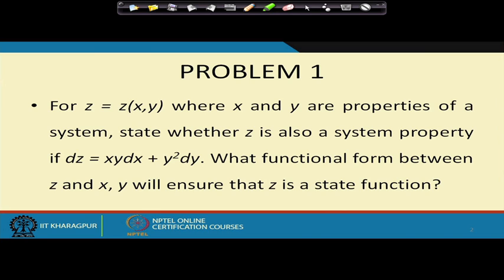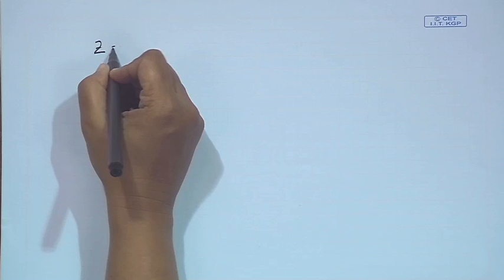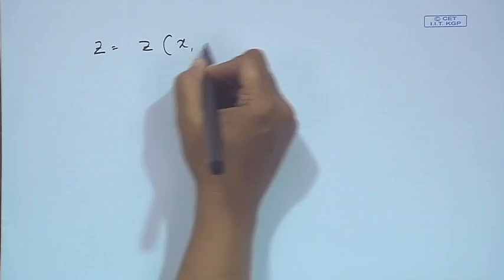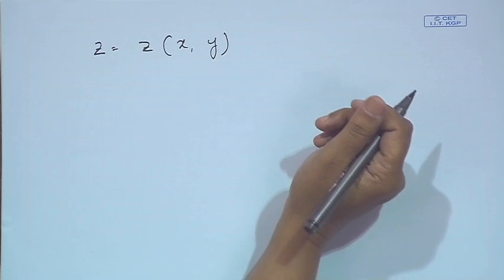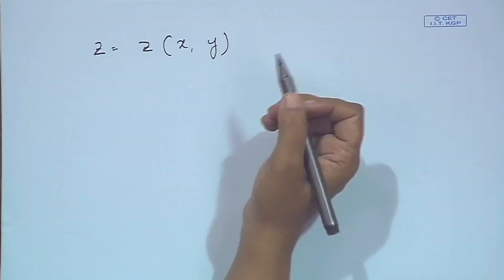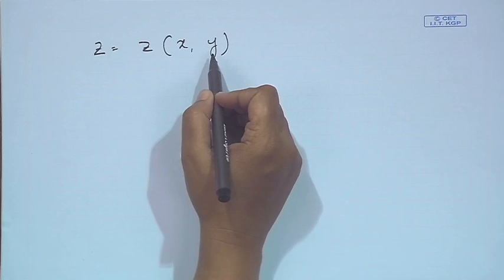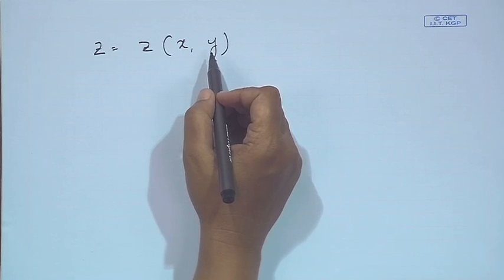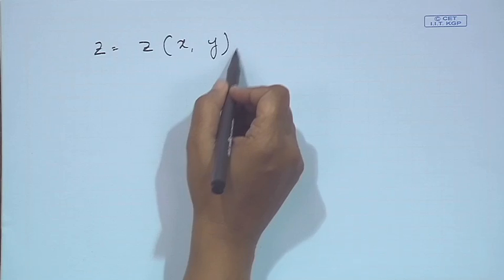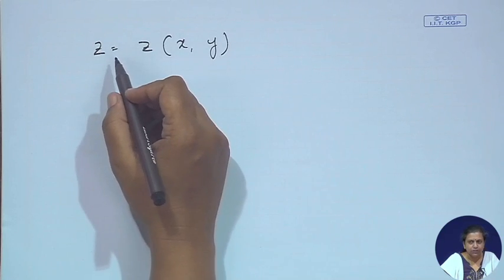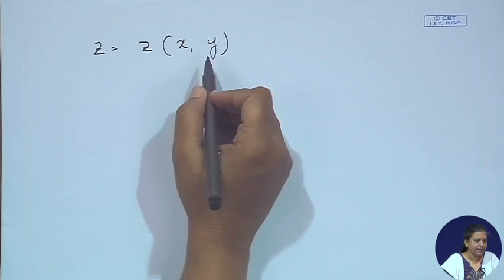The first problem is that there are three properties of the system. One property is, say, it can be PVT or anything. The first property, say, is Z, and we have expressed Z as a function of two other properties x and y. Just to keep matters general, I have mentioned these as Z, x and y. They can be PVT, they can be something else. Now, we know that x and y are properties of the system, and this is the equation of state of the system, the equation of state which relates Z with x and y.